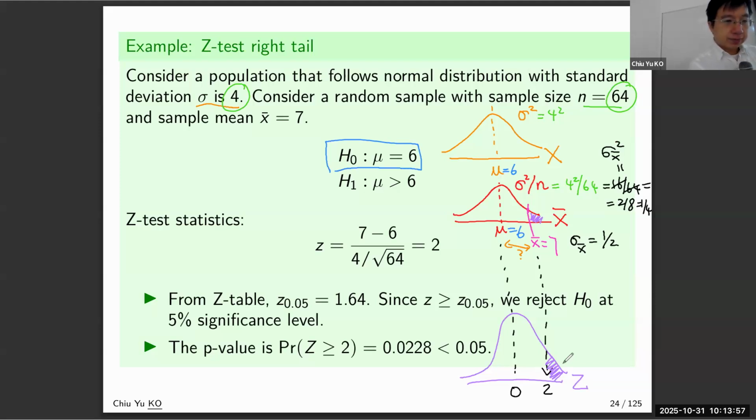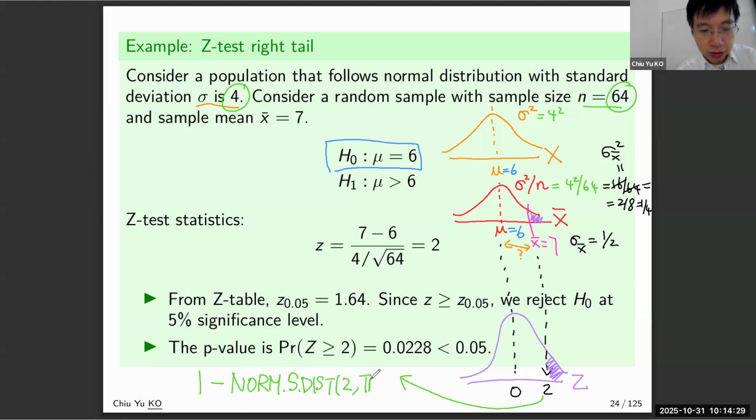How to calculate this area? F is everything on the left-hand side, right? So you want the right area. So it's 1 minus the area on the left, which is 1 minus NORM.S.DIST of 2, true. Because NORM.S.DIST with true gives the area on the left-hand side, right?